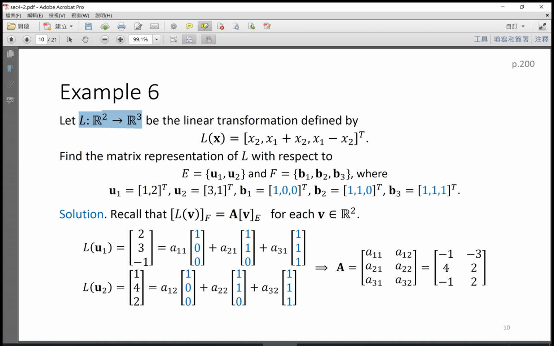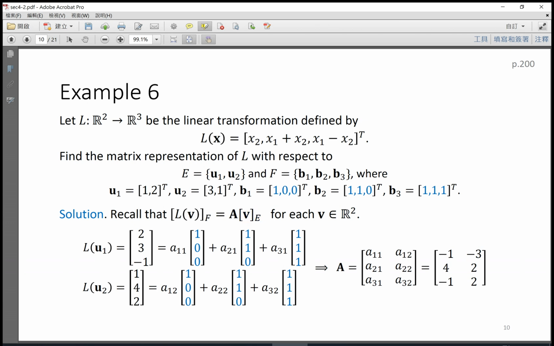Let L be a linear transformation from R2 to R3 defined by this equality. Our goal is to compute the matrix representation of L with respect to E and F. E is a basis in R2, and the elements are U1 and U2, which are given vectors. F is a basis in R3, with elements B1, B2, and B3, which are given vectors. I will use the matrix representation formula for computing the matrix representation A. The key is to select V as elements in basis E. So I will select V as U1 and select V as U2.